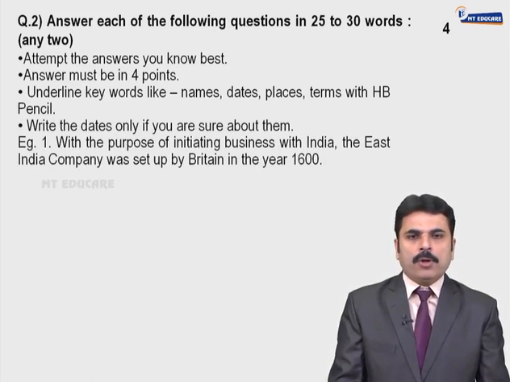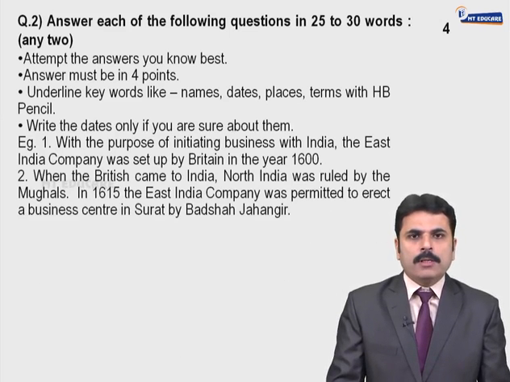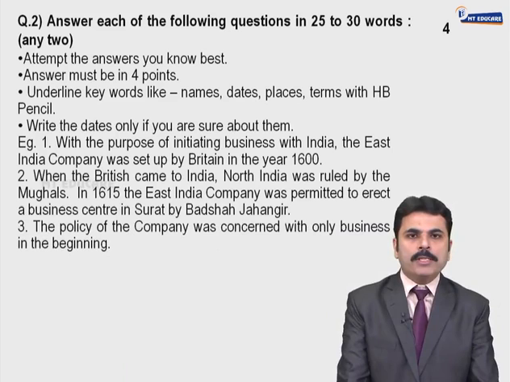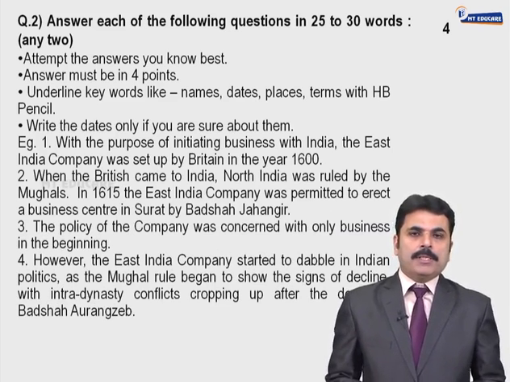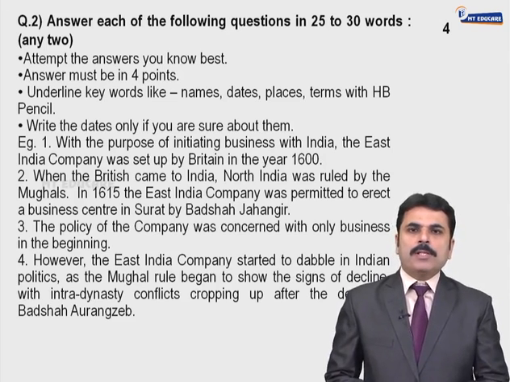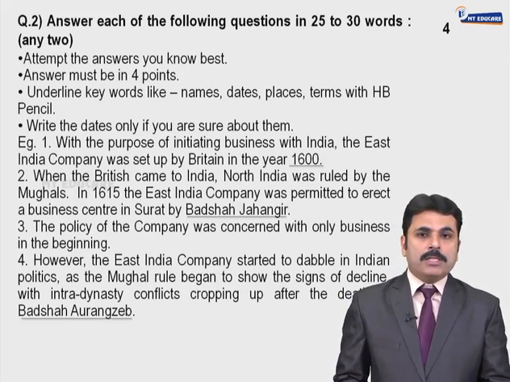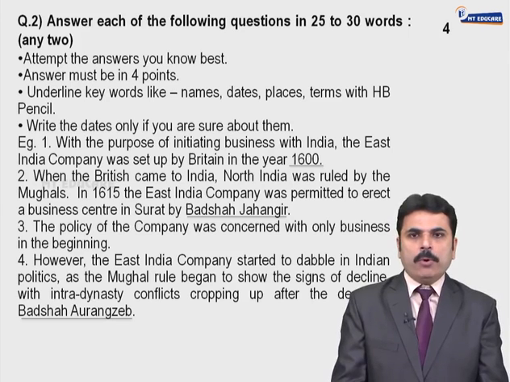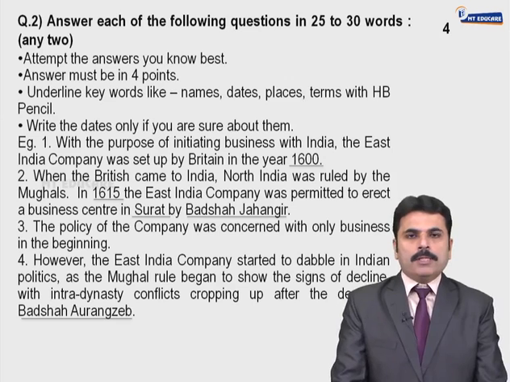For example, if you are given the question, why did the British pay attention to Indian politics? You are going to write this answer in 4 points and thereafter you are going to underline the names, dates, places and terms. For example, in this answer, we'll underline the year 1600, Badshah Jahangir, Badshah Aurangzeb, and we can see one more date in the answer, that is 1615, and the place Surat as well. So this is what you're going to bear in mind while attempting this particular question.